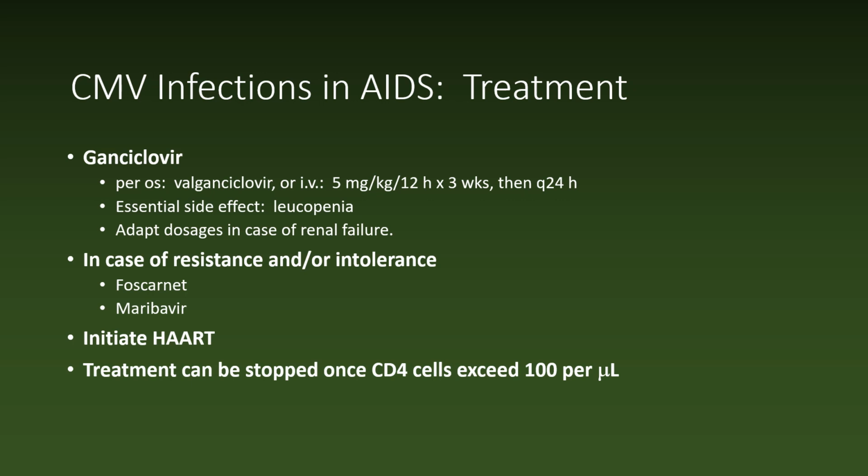Treatment of CMV infections in AIDS relies mostly on ganciclovir, given at high doses during 3 weeks, then half doses. It has an essential side effect, which is leukopenia, and dosages must be adapted to the renal function. In case of resistance and/or intolerance, there is foscarnet and maribavir. It is also very important to initiate HAART. Treatment can be stopped once CD4 cells exceed 100 per microliter.